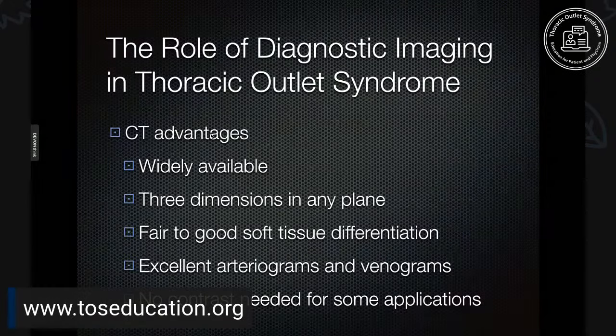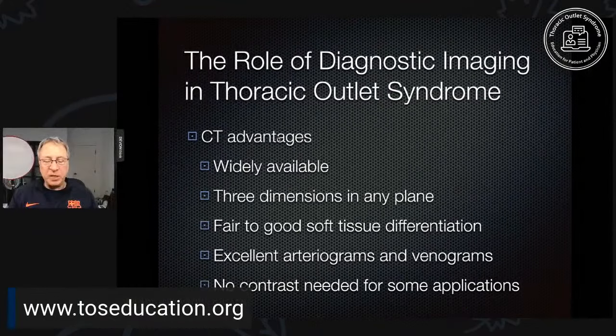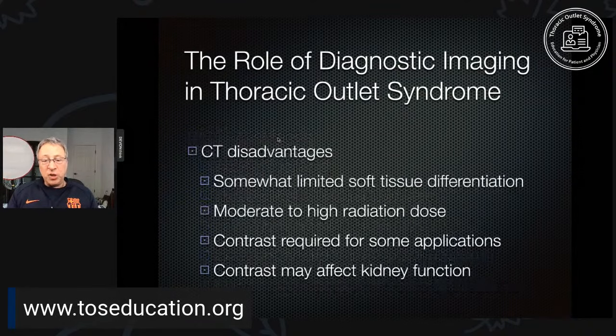It can have fair to good soft tissue differentiation. But again, it's a little difficult on CT to separate the nerves from the muscles. And this is pretty important in TOS patients. CT can produce excellent arteriograms and venograms. And in some cases, many cases, you don't need to administer contrast. That's good. But the disadvantages are, again, as I said, there is some limitation in the soft tissue differentiation.